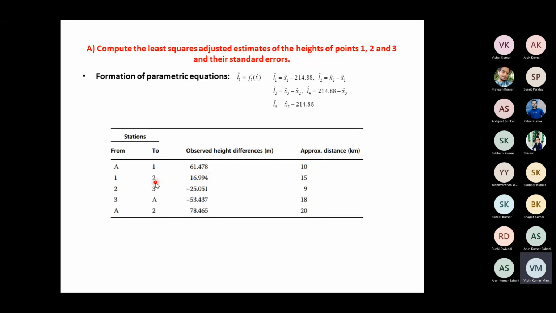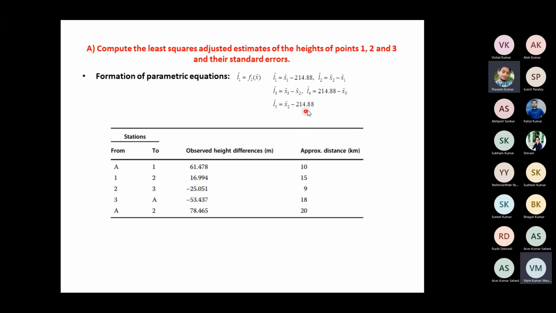The second observation L2 is x2 minus x1. You can see here L2 equal to x2 minus x1. Similarly, the third observation L3 is x3 minus x2. Similarly for the fourth and fifth one, it will be HA minus x3, where HA is given, 214.88 minus x3. Similarly, here x2 minus 214.88. Is it clear to everyone? Yes, sir.